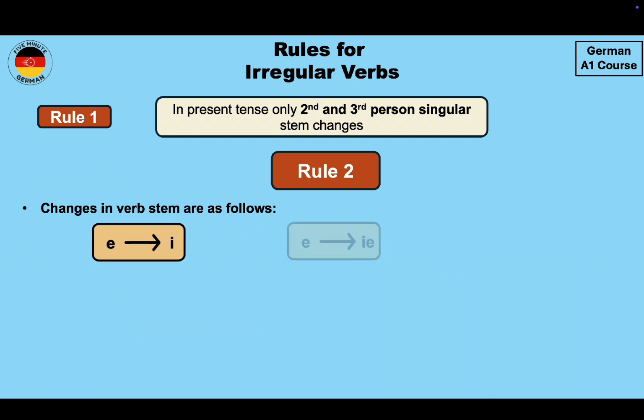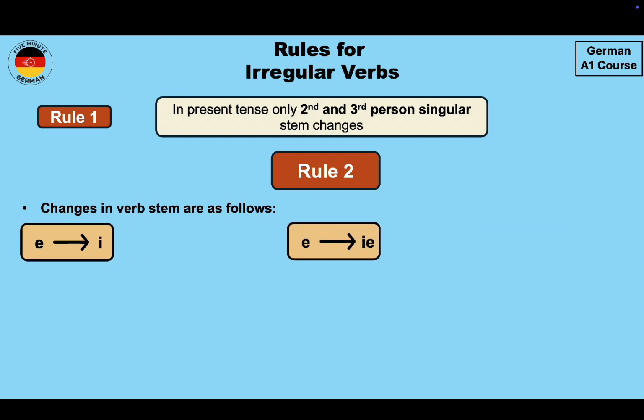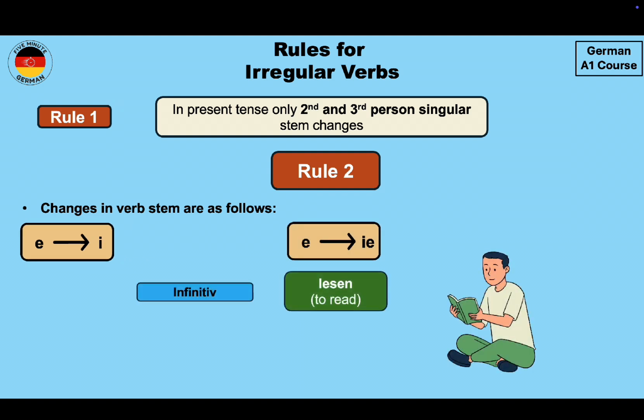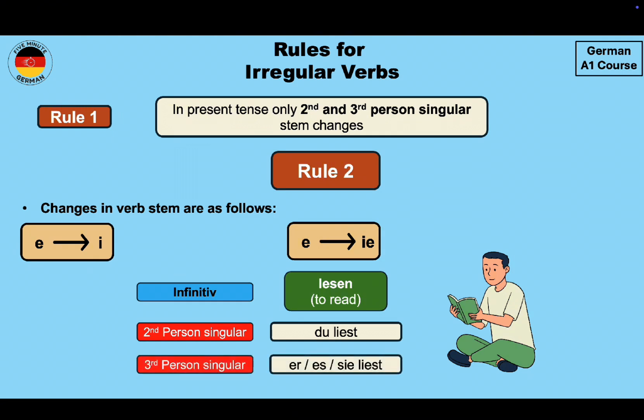Now E in the verb stem can also change to IE. So an example for this will be lesen, which means to read. So this will be conjugated in the second person singular as du liest and in the third person singular as sie liest. And you see over here that the E in the verb stem has been changed to IE in the second person and third person singular forms.